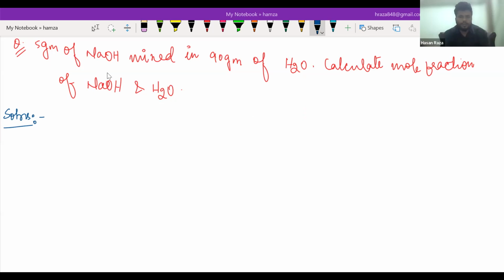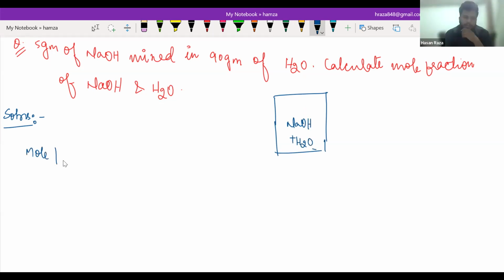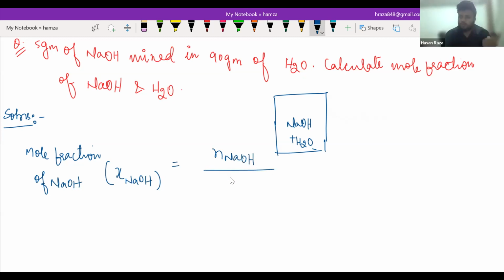Okay, I'm going to explain it. 5 gram of NaOH mixed in 90 gram of H2O. That means in the container, NaOH plus water is present. Now you can see we need to calculate, according to the question, mole fraction of NaOH. That I can also write as chi NaOH, that means mole fraction of NaOH is equal to number of moles of NaOH upon total moles. That means number of moles of NaOH plus number of moles of H2O.